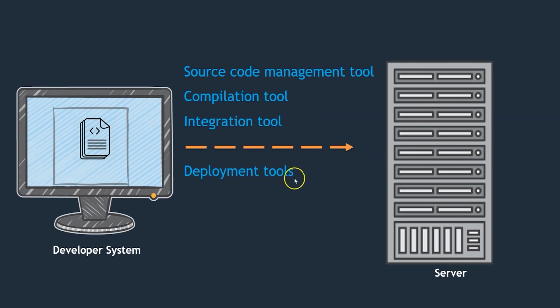So I'm just giving what tools we need, but these tools have products. Deployment tools have multiple products. Integration tools might have multiple products. We need to choose at least one product in these categories.